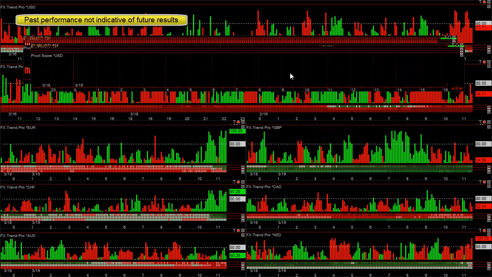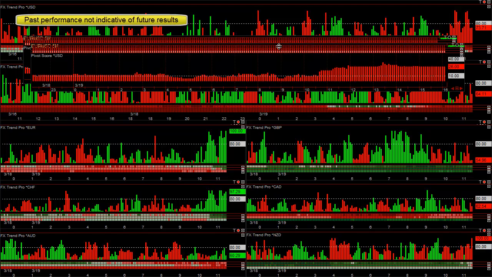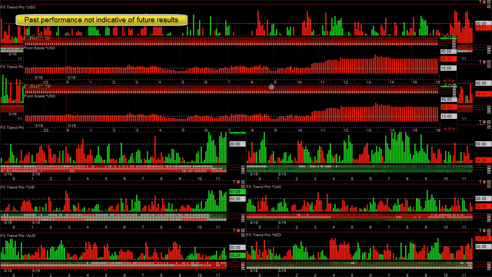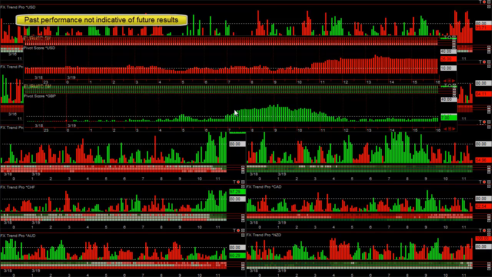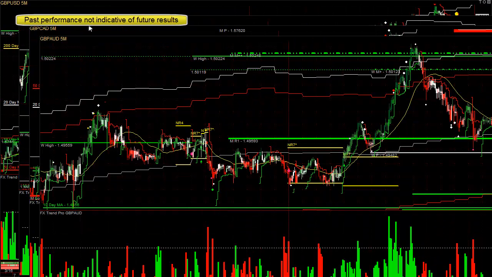And if you duplicate this and put in the star GBP for pound, you'll see pretty much 5 o'clock, the pound was extremely strong, 7 o'clock onward. And so you want to buy the very strong pound versus the weak dollar from 7 o'clock onward especially.